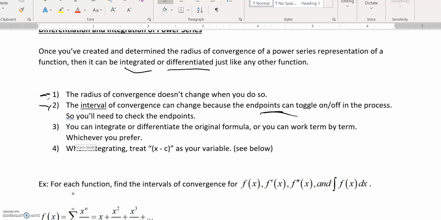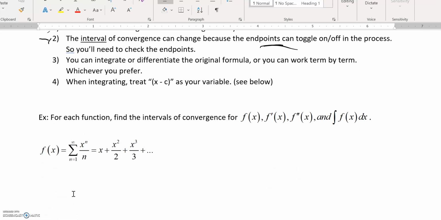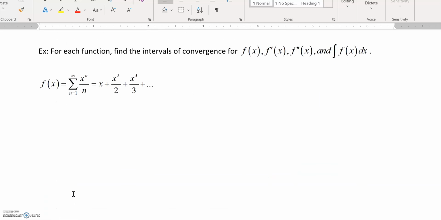A cool thing is you can integrate or differentiate the original formula, or you can work term by term, whichever you prefer. I'll show you that. And when integrating, treat x minus c as a variable. You'll see this as an example too. So here's a problem. There's my little function, and it says find the intervals of convergence for all of these. So why don't you do the ratio test on this one and find the original's interval of convergence.